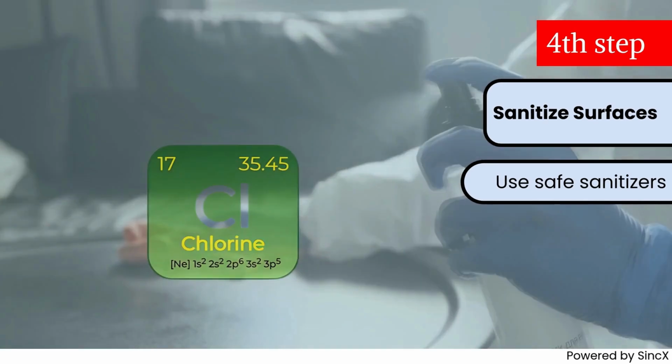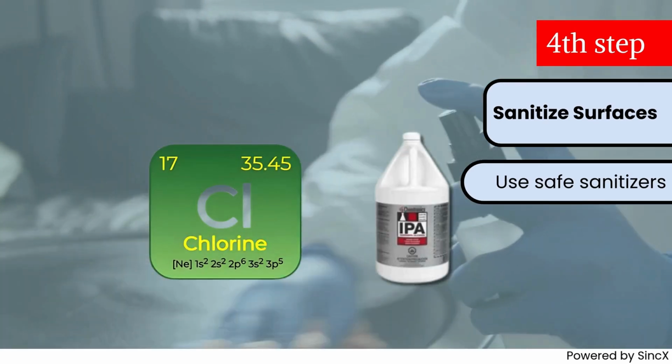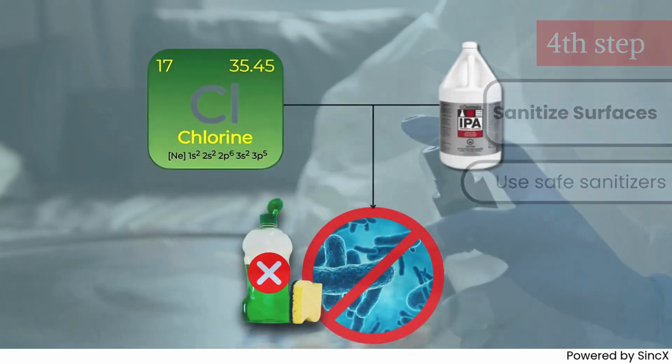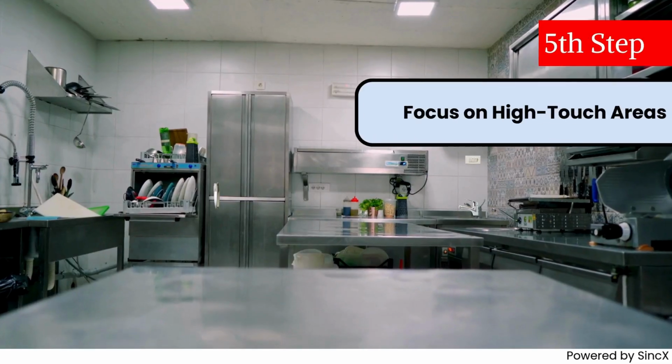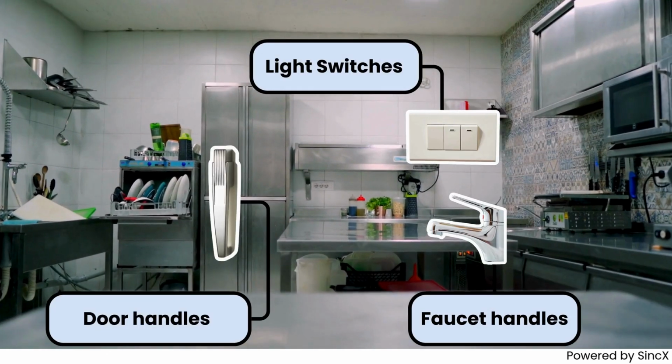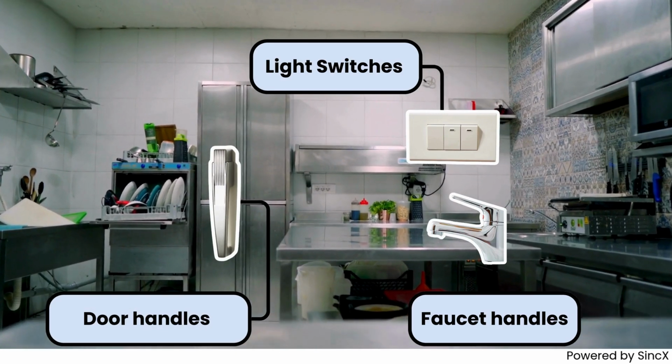Use safe sanitizers like chlorine solution or IPA, isopropyl alcohol, to kill germs that soap can't remove and keep our food safe. Pay extra attention to faucet handles, light switches, and door handles, as these often have germs.